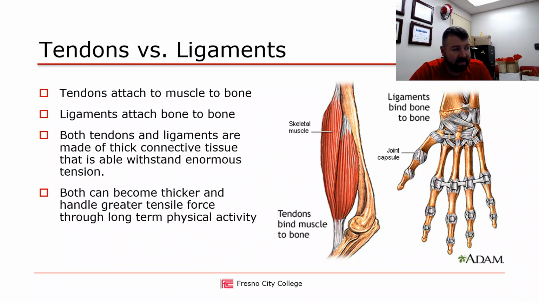Tendons and ligaments, as I mentioned earlier: tendons attach bone to muscle. Ligaments, on the other hand, attach bone to bone only. There's really no exception to this. Both tendons and ligaments are made of thick connective tissue and are able to withstand enormous amounts of tension. They're measured in tons for different things.